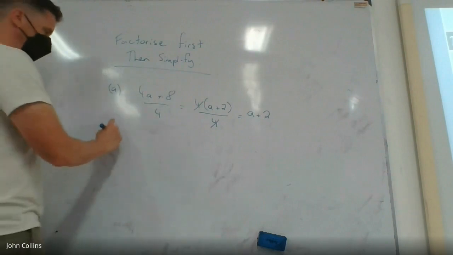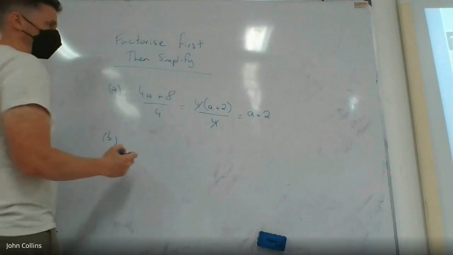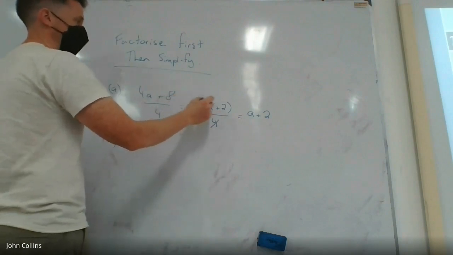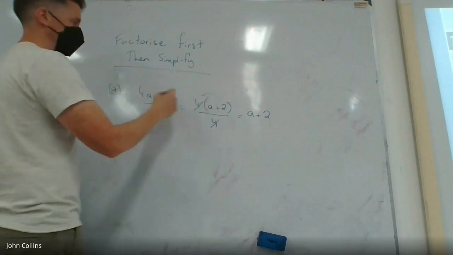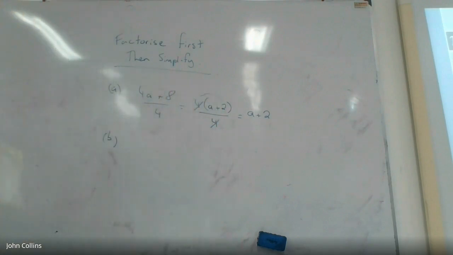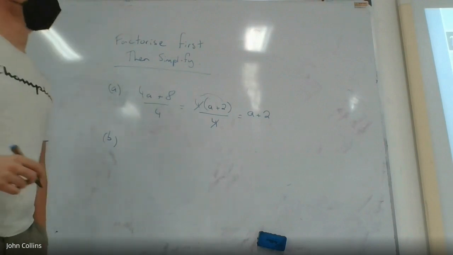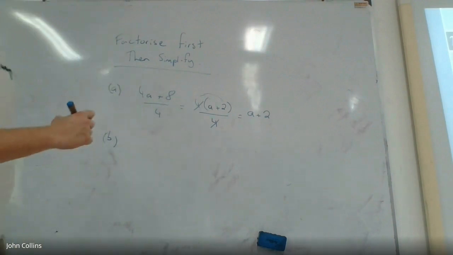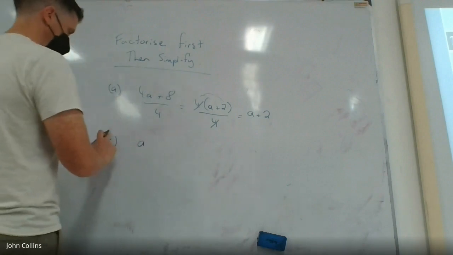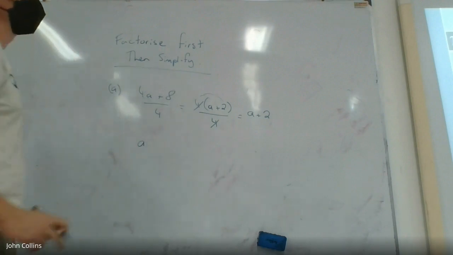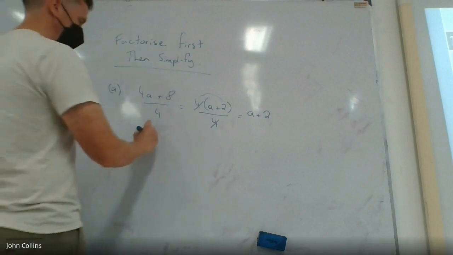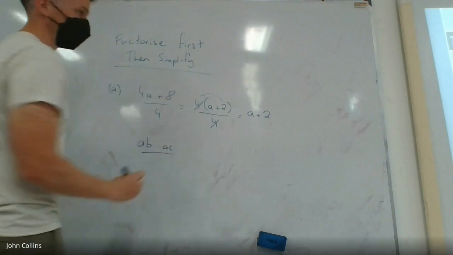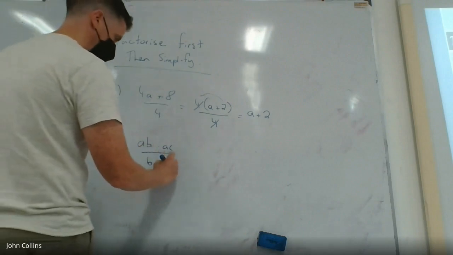Where did it come from? It's factorizing. So 4 times a gives 4a, and 4 times 2 gives 8. Factorizing is dividing, pretty much. It's the opposite operation. The second one kind of works out the same way as this, so I'm going to skip down to the next line. I'm going to do part B. ab minus ac all over b minus c. This one.